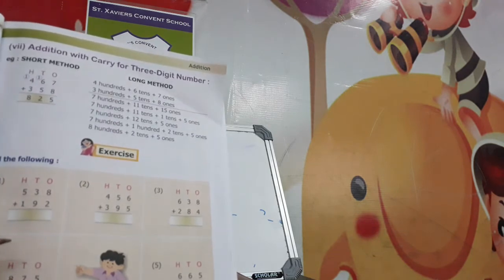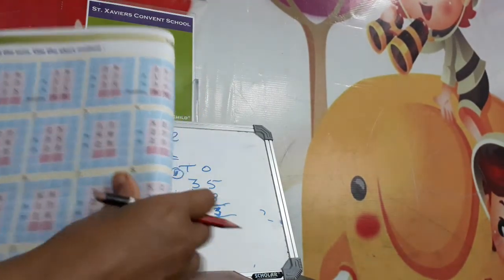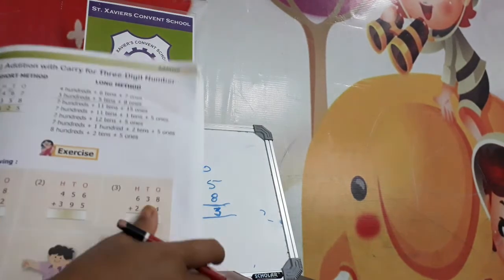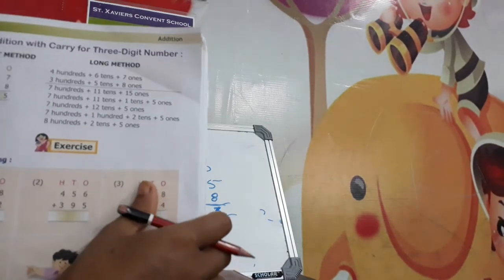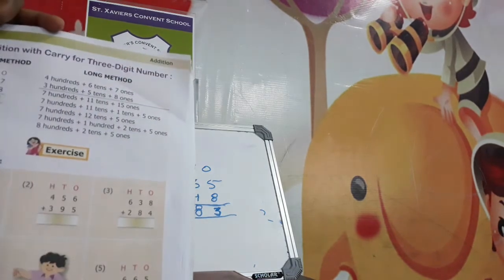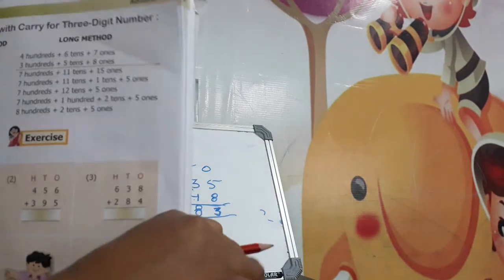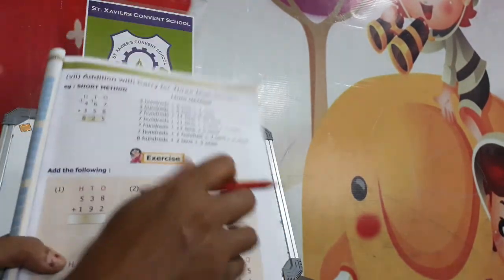Find the sum, use the short method. You have to do these questions yourself at home and this is the short method. This is 3-digit numbers with carry. This is also very simple.